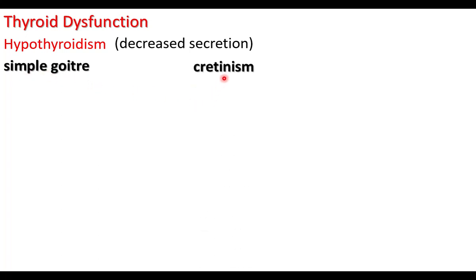Cretinism: the gland is not working normally and produces less hormone in children. Myxedema: the gland is not working properly in adults. So all the three conditions come under hypothyroidism. The thyroid hormones in the blood are low.